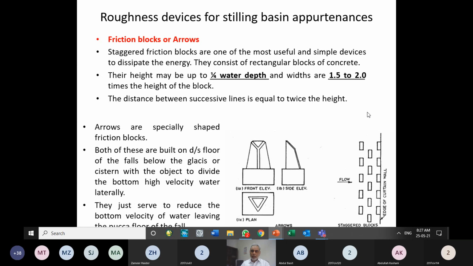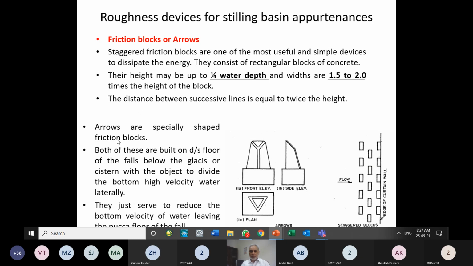If blocks are too high, they are not much needed. Any block part above the water depth is not effective. If the block is too small, water shoots above them, and it is also not much effective. From experiments, they have seen that a quarter of the depth is suitable for dissipation of the energy.